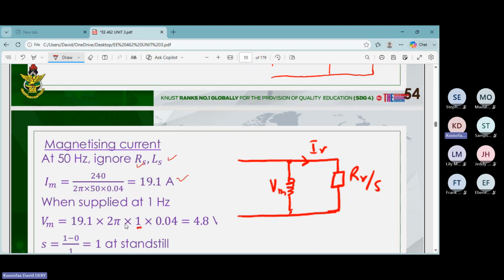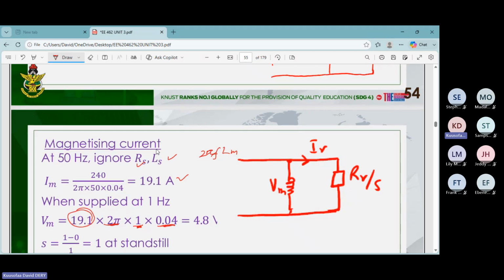The impedance is going to be 2 pi f Lm. So Lm was giving us 40 milli, which is this one. The frequency is known, and we have this particular 2 pi, and the current value was also calculated using this particular expression. So that is at 50 hertz. So that was the magnetizing current.